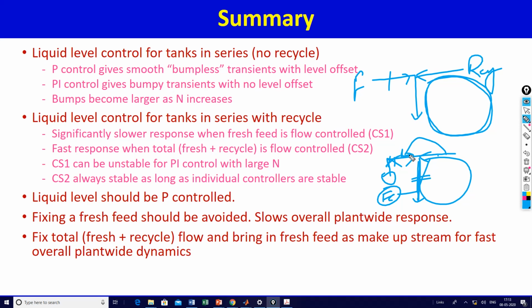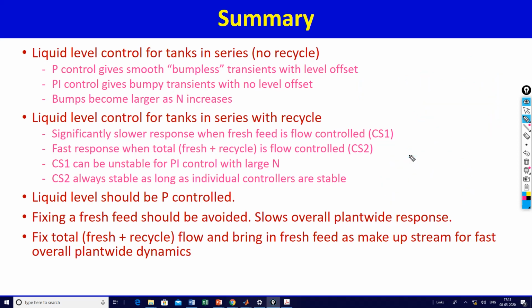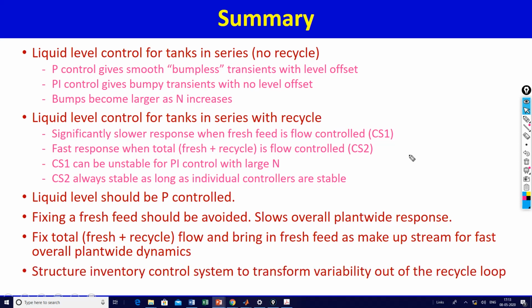So the idea is that we should structure our plant-wide control system in a manner that transforms variability out of the recycle loop, which we have discussed earlier. Even our dynamic results for the very simple tanks in series process seem to suggest that there is a significant dynamic advantage to it. You avoid instability, your dynamic response may be 10 times faster. And so even from the dynamic point of view, I would say that one must structure the inventory control system to transform variability out of the recycle loop.